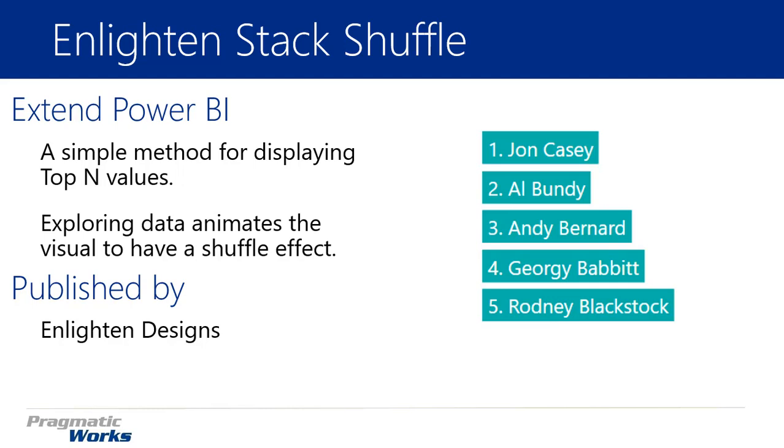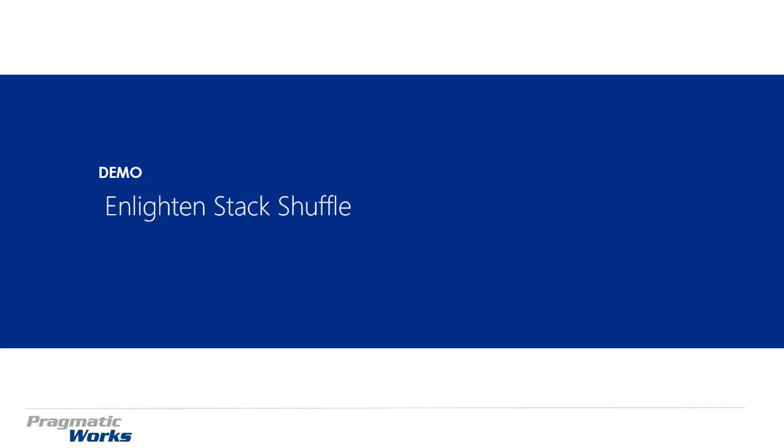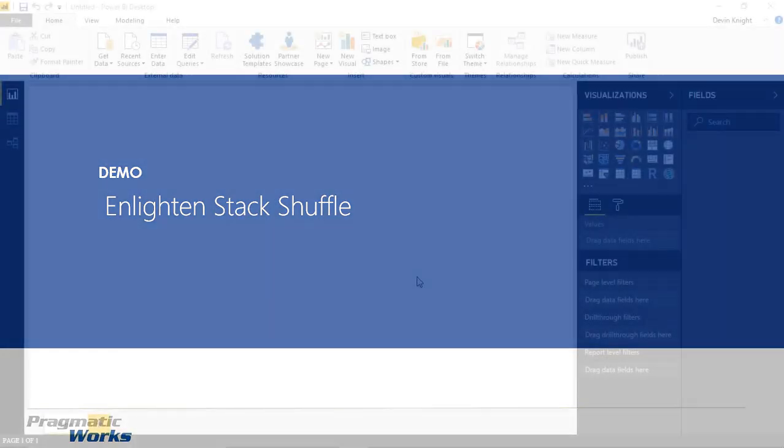As you interact and explore your report, the values will animate and shuffle throughout the stack. So it's a stack of values that can shuffle based on the way that you interact with the rest of your report. It's a pretty nifty little visual. It's simple, but it's really nice, and it can save you from writing some DAX, perhaps, if you were doing some ranking functions in your data sets. So let's go ahead and take a look at how to work with this one. It's by Enlighten Designs. Let's walk you through how you can use the Enlighten Stack Shuffle.